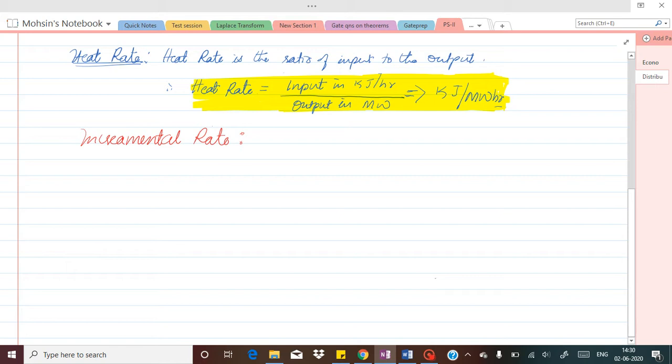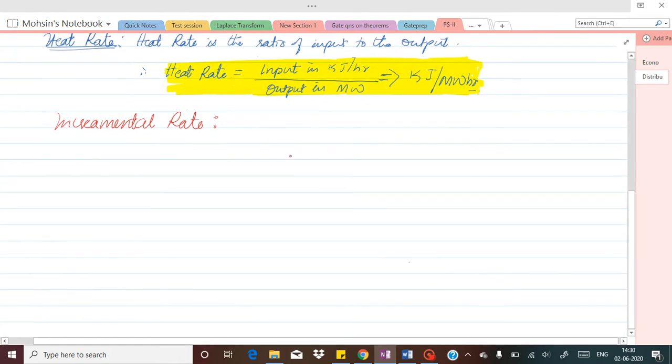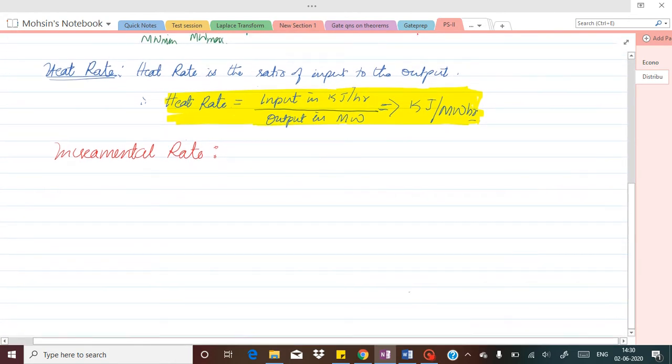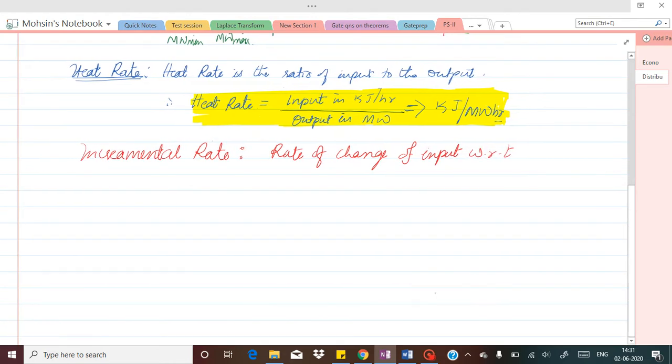The incremental rate of a machine at any given output is the rate of change of the input with respect to the output. So it is the rate of change of input with respect to output.